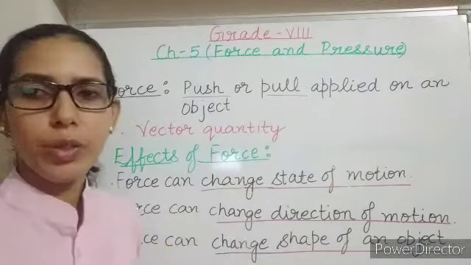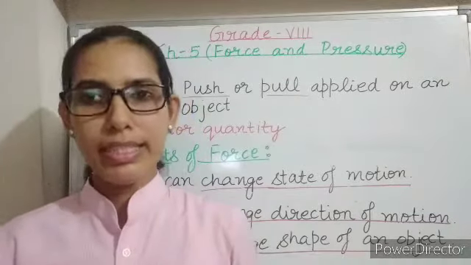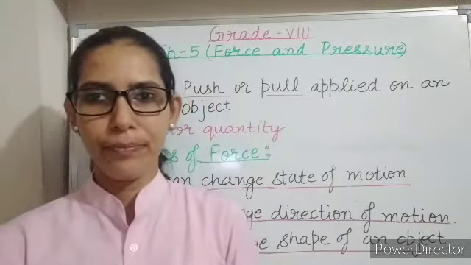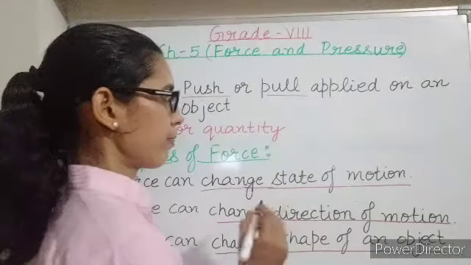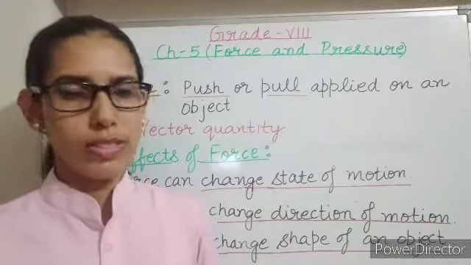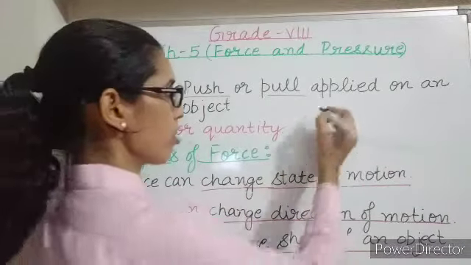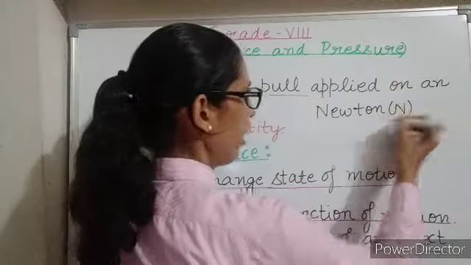Force is a vector quantity. What is the meaning of vector quantity? Vector quantity means the quantity which has both magnitude and direction. For example, first, what is the unit of force? Unit of force is Newton. Force unit is Newton. It is represented by N.